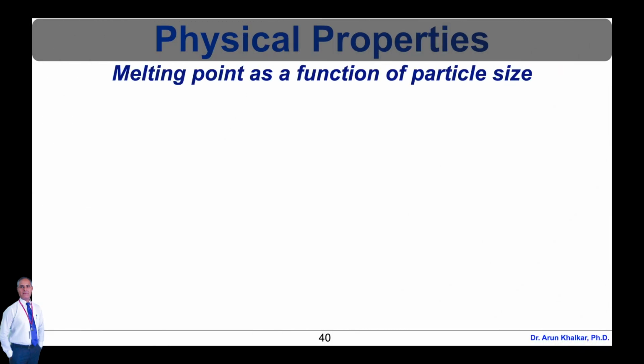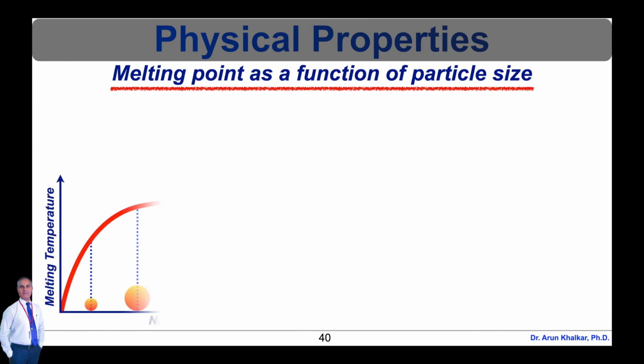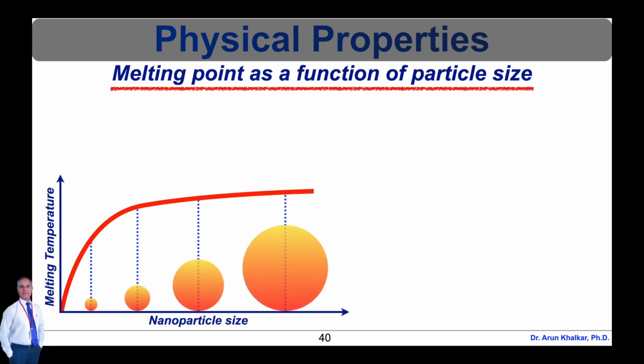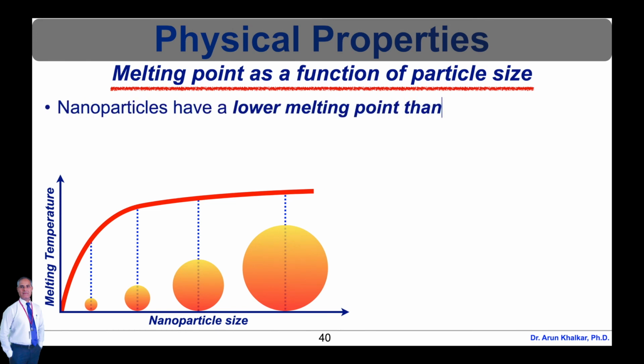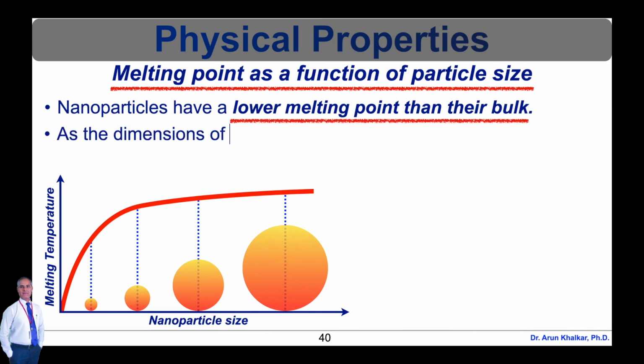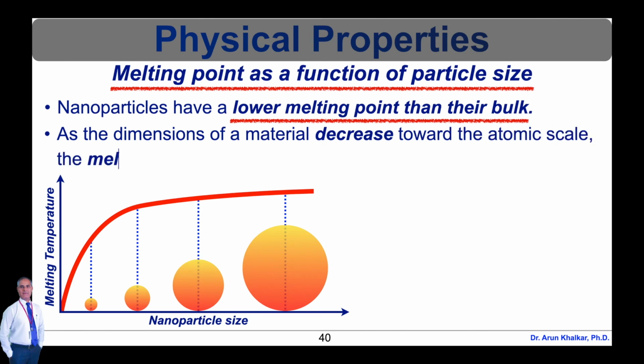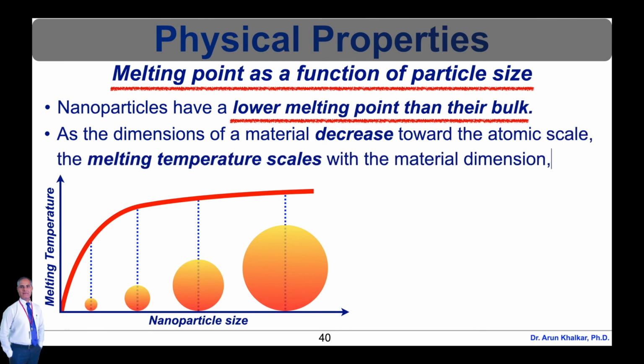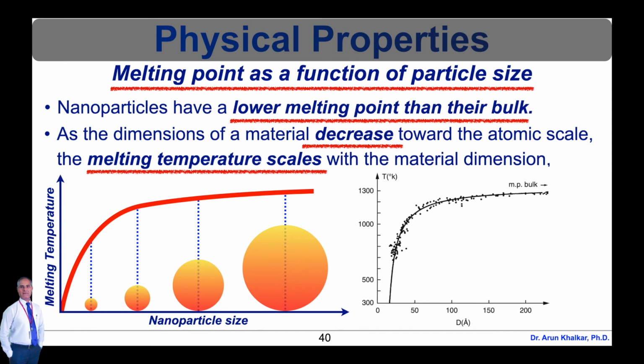Next is melting point as a function of particle size. Nanoparticles have a lower melting point than their bulk counterparts. As the dimensions of a material decrease towards the atomic scale, the melting temperature scales with the material dimensions as shown in this diagram. Except for a few low melting temperature metals, less than 100 degrees Celsius, such as gallium and some metal alloys, most bulk metals have very high melting temperatures between 100 to over 1000 degrees Celsius at atmospheric pressure.